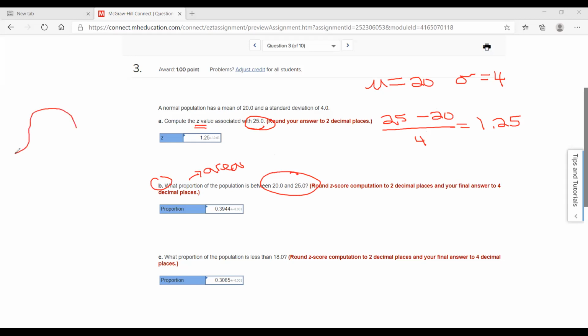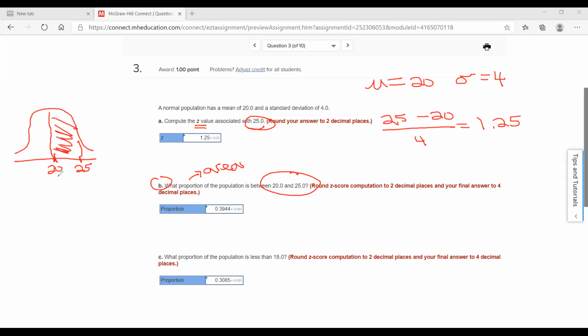So essentially, if I draw my curve, and we know that the mean, which is 20, is in the middle, and 25 is what they want us to find. So I draw the picture. If I want to find this area, or proportion right there.